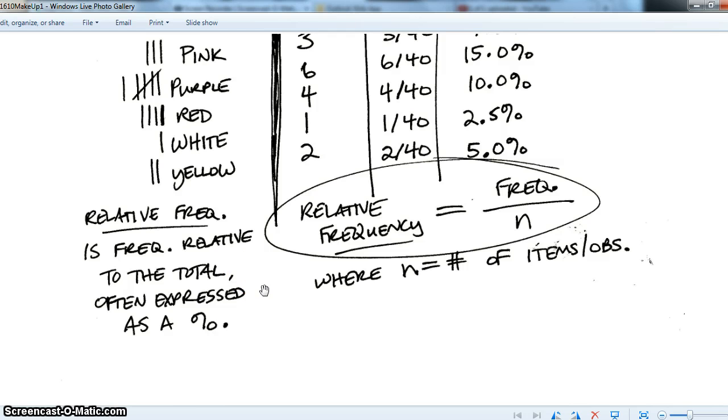So if it's in units of percent, you multiply by 100 and then write it with units of percent. Mathematically, it's identical. The relative and percent frequency are the same thing. Relative frequency then is frequency divided by n, where n is the number of items or observations or values.